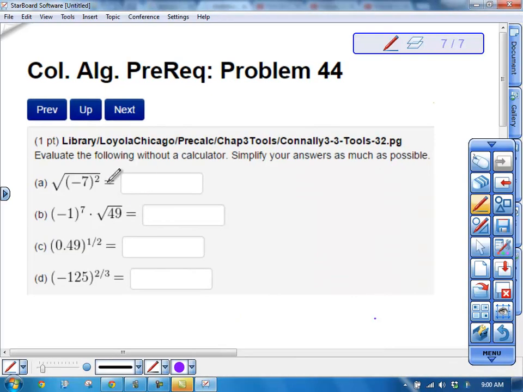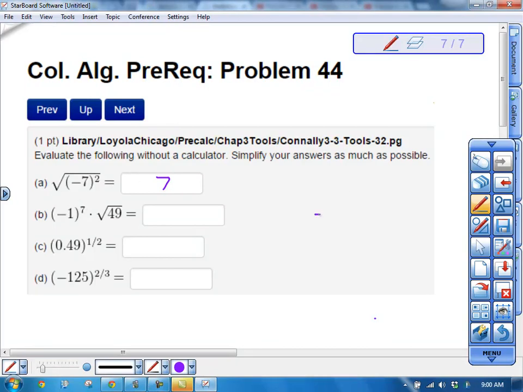Okay, the next problem says evaluate the following without a calculator. So we can, -7 squared gives you a positive 49. The square root of positive 49 is positive 7. All right, next one. -1 to an odd power gives you -1 back.